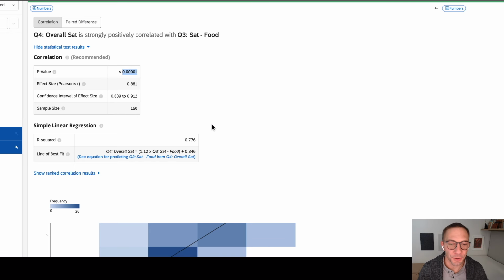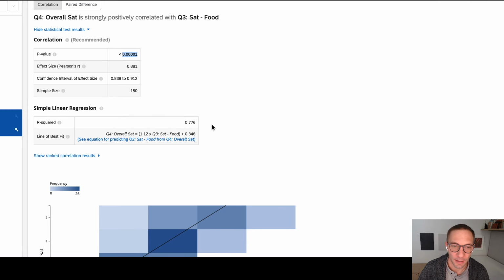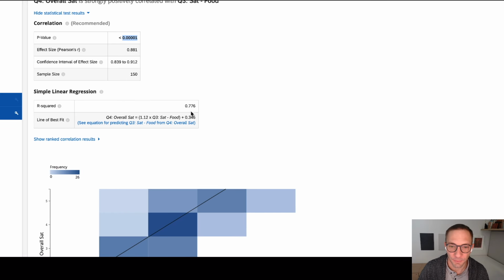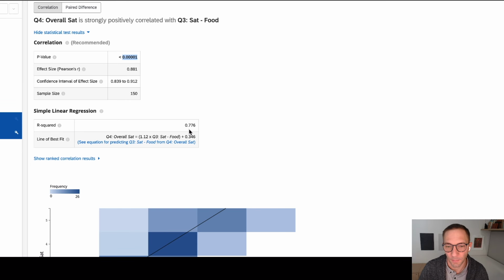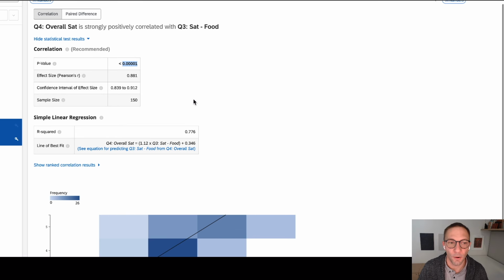But I want to introduce another measure that we haven't had so far. This measure is right here, and it's R squared. And R squared, pretty much what it tells you is the percentage of our output that can be explained by our input. So in this case, if we round it, about 78% of overall satisfaction can be explained by satisfaction with food.